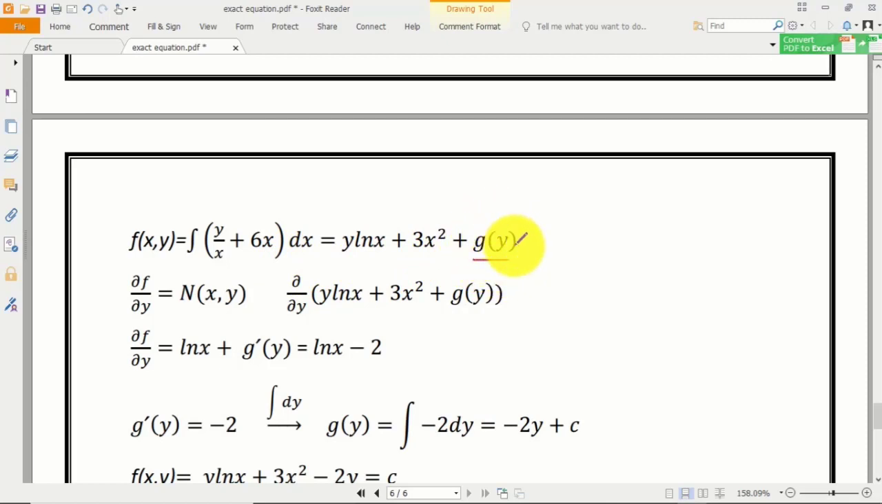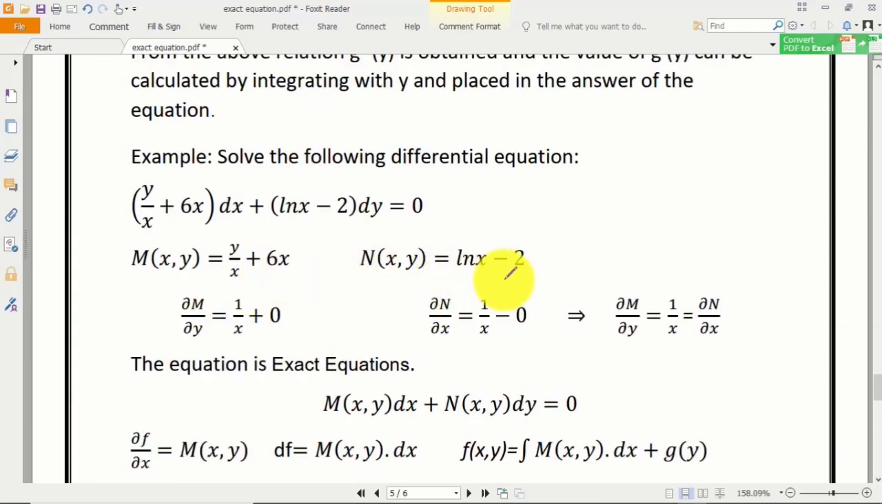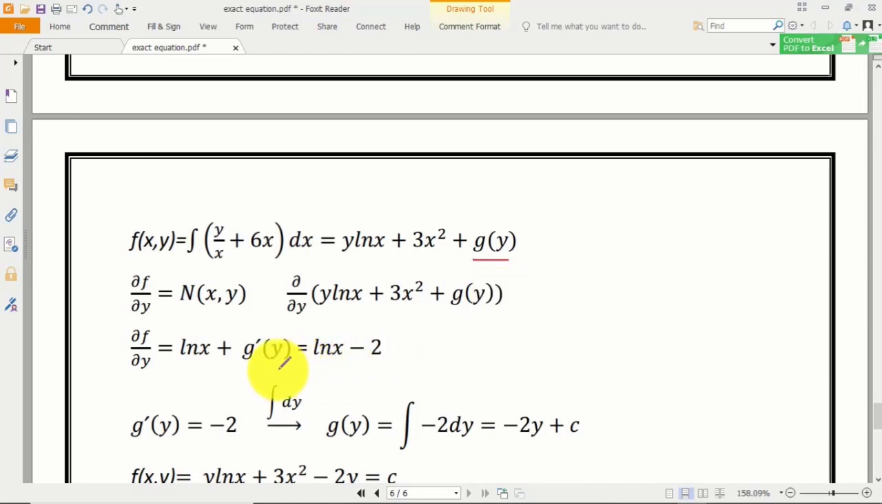This constant value, called g of y, can be easily evaluated by putting N equal to the partial of f with respect to y, so I take the derivative of the f function where the partial is equal to N. So we got y ln x, the derivative with respect to y would be ln x, and the derivative of 3x squared with respect to y would obviously be 0. And the derivative of g of y would be g prime of y. So here we have the partial of f with respect to y equal to N as a function of x and y, and I can solve for g prime of y. I got the N equation here, ln x minus 2. Both sides of this equation are equal to one another, so I can omit ln x. I would have g prime of y equal to negative 2.